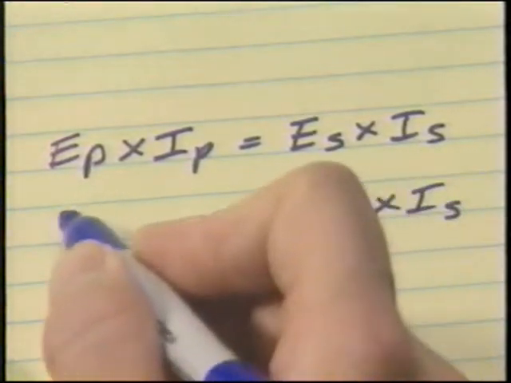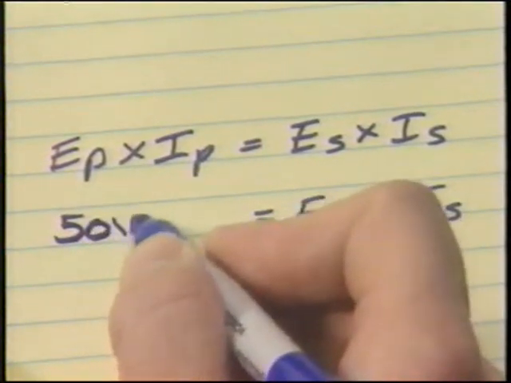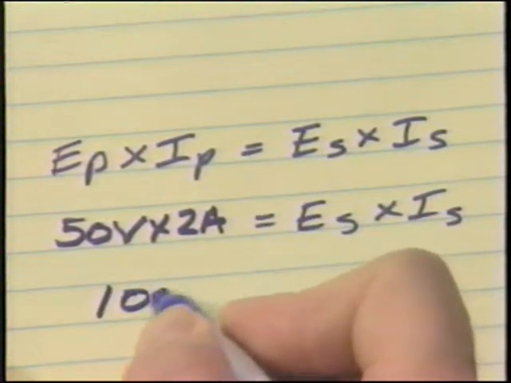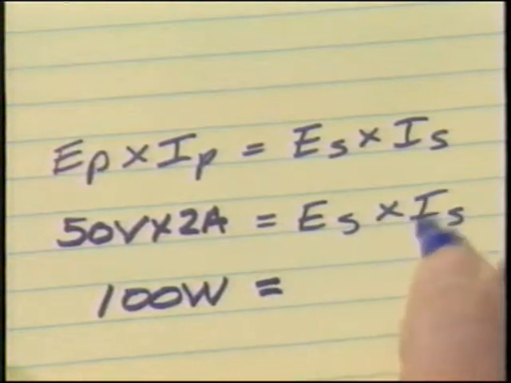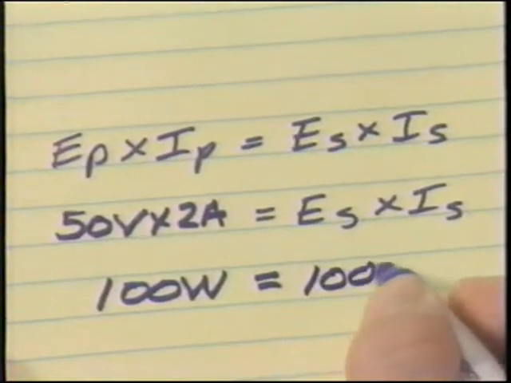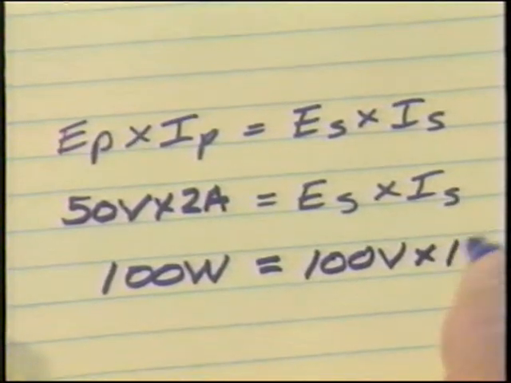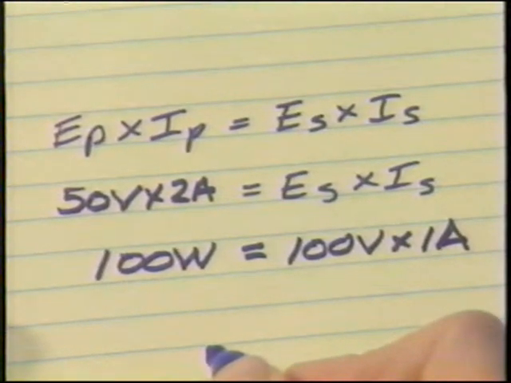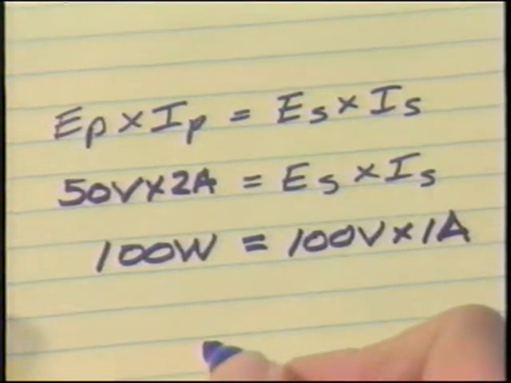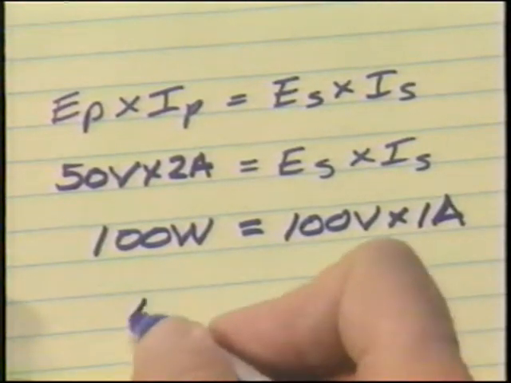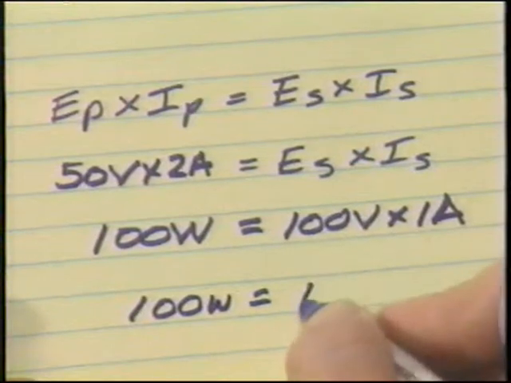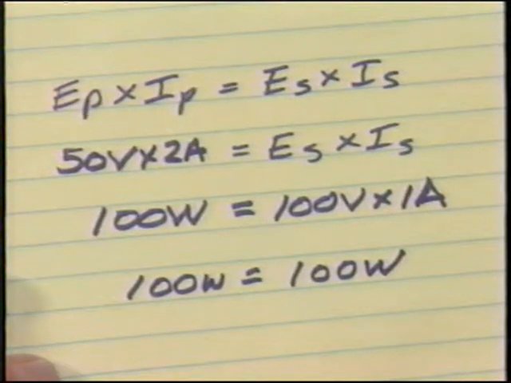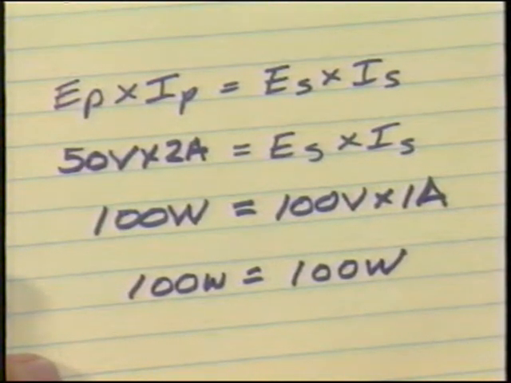If, for example, the primary voltage is 50 volts and the primary current is 2 amperes, then the input power is 100 watts. If the secondary voltage is twice as much as the primary, or 100 volts, then the secondary current must be half the primary current in order to make both sides of the equation equal to 100 watts. The primary current in this example is 2 amperes, so the secondary current must be 1 ampere. So a step-up transformer produces an increase in voltage and a decrease in current, while a step-down transformer produces a decrease in voltage with a corresponding increase in current.